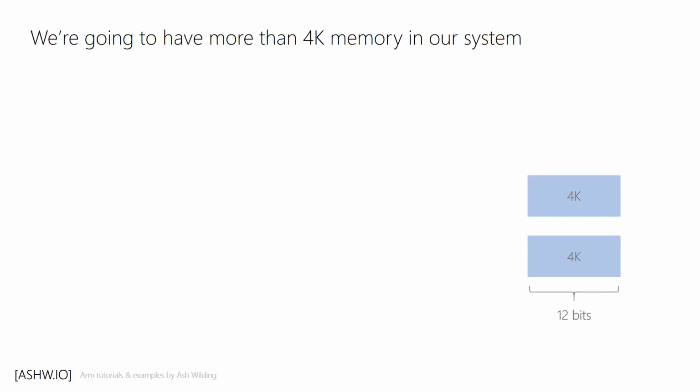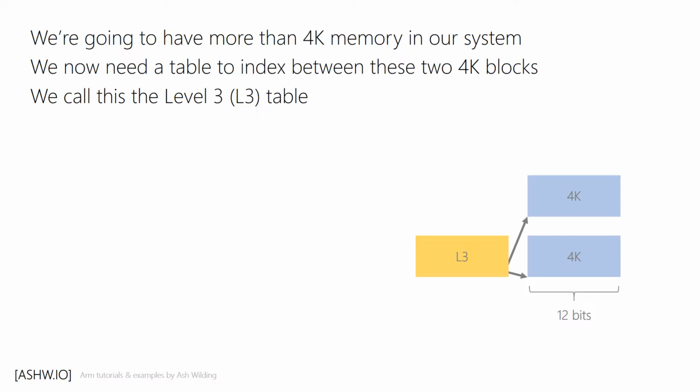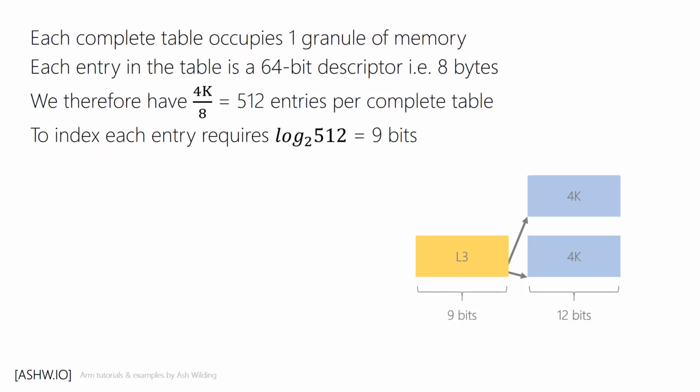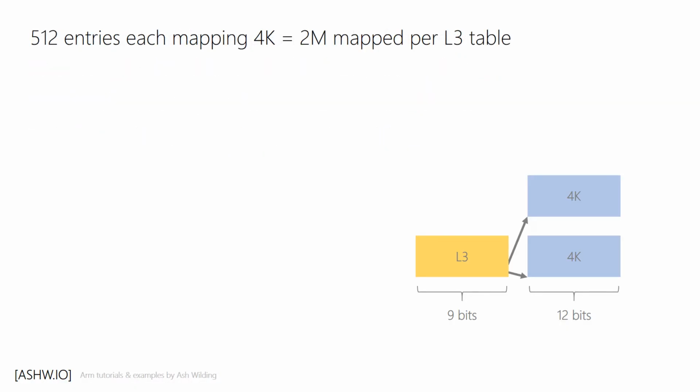We're going to have more than 4K of memory in our system, and at that point we need a table to index between those different blocks. We call this the level 3 or L3 table. This L3 table occupies exactly 1 granule of memory, which is 4K, and each entry in the table is 8 bytes because they are 64-bit descriptors. We therefore have 512 entries in our L3 table, and to index each entry in that table requires 9 bits of our virtual address. 512 entries, each mapping 4K, means that our complete L3 table maps 2 megabytes of memory.